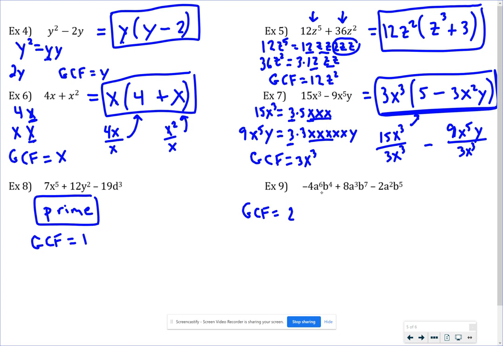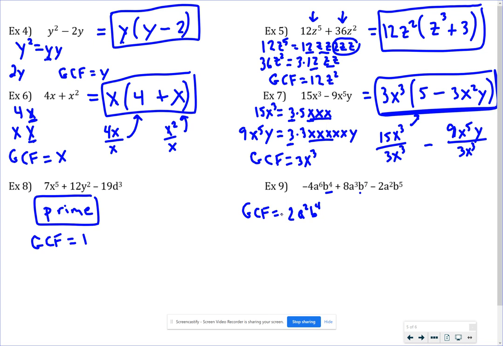Okay. And then how many A's can I get? This one has 6, but that one has 3. Oh, that one only has 2, so all I can get is 2. That's what they have in common, 2 factors of A, because the last one only has 2. And then for the B's, the first one has 4, that one has 7, and that one has 5, so I've got a B to the 4th power.